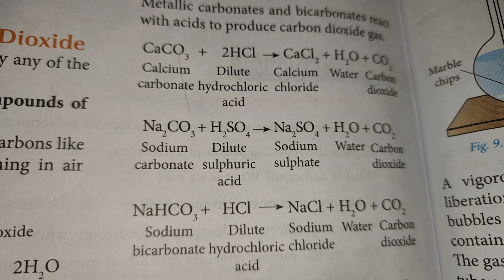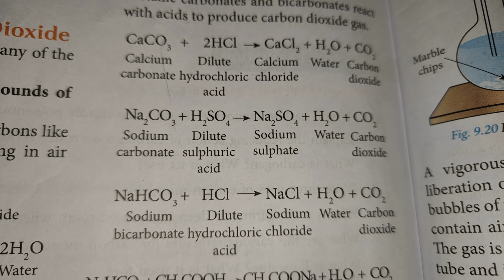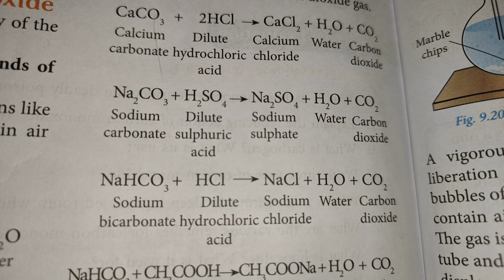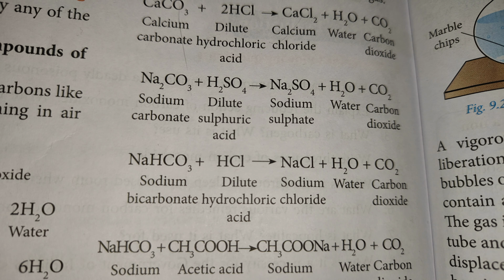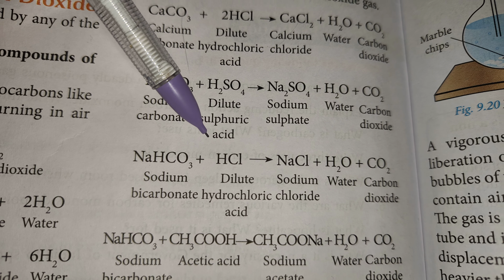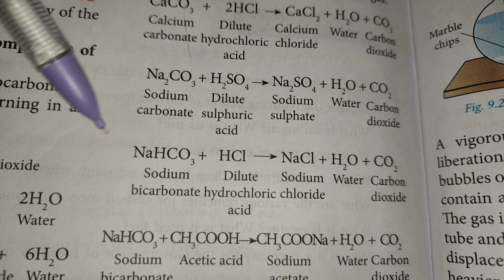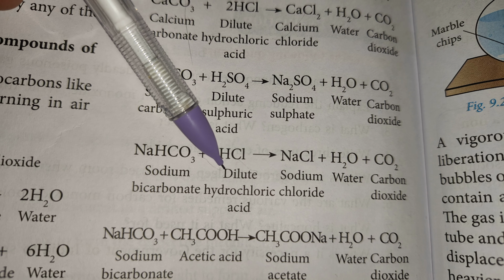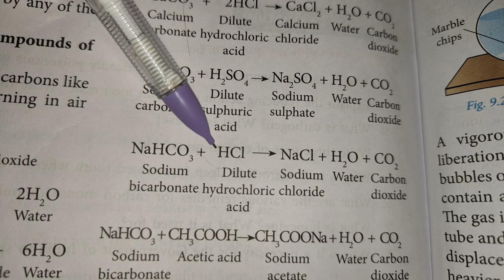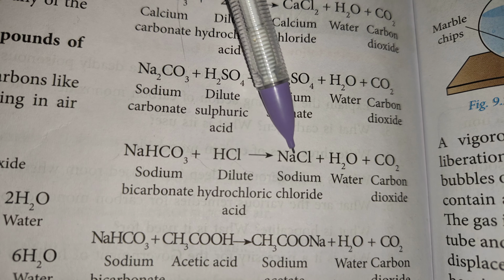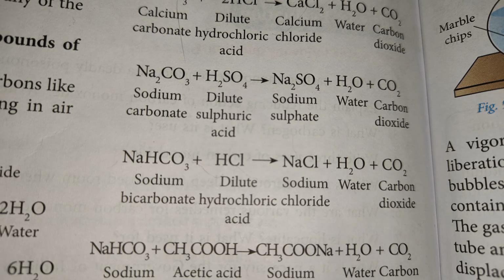Likewise, when sodium carbonate is exposed to dilute sulfuric acid, then sodium sulfate will form along with water and carbon dioxide. Then sodium bicarbonate, again with dilute hydrochloric acid: the sodium from the sodium bicarbonate and the chloride ions from the hydrochloric acid will combine together and form sodium chloride along with water and carbon dioxide.